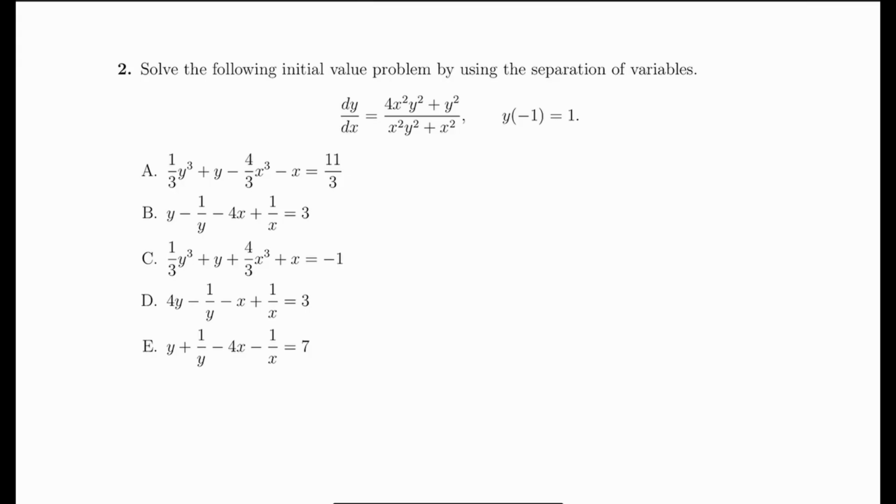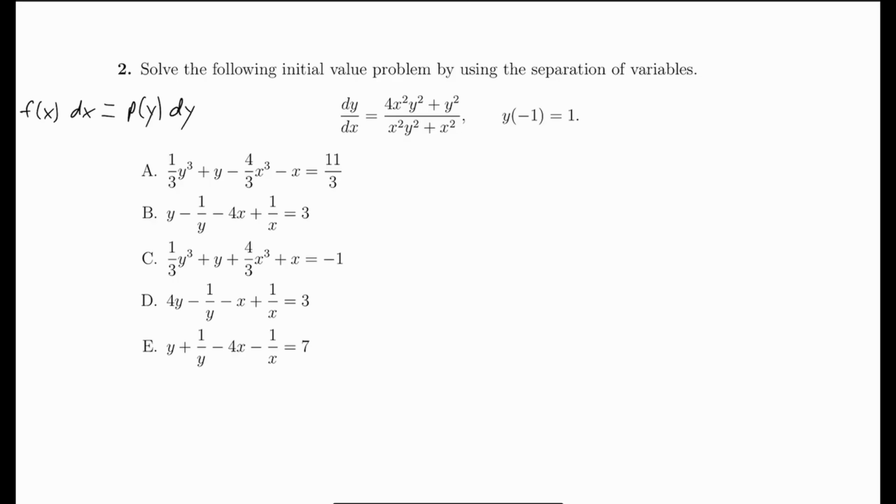In problem 2, we are told to use separation of variables to solve this initial value problem. So here is our given differential equation, and then our initial condition that makes it an initial value problem. Remember that for separation of variables, we need to get to a form where all of our x terms are on one side and all of our y terms are on the other, so that we can then integrate both sides. So we need some function in terms of x, dx, is equal to some other function in terms of y, dy.